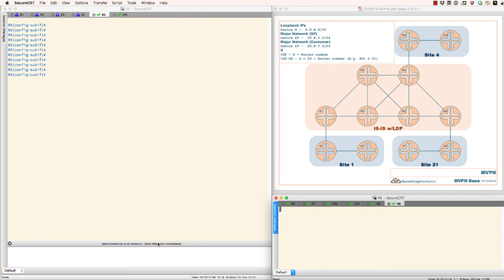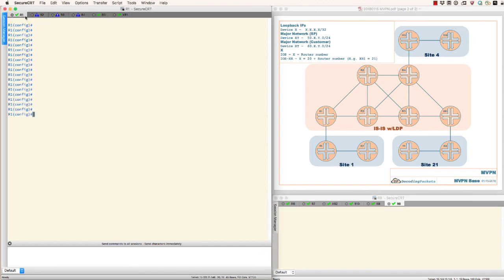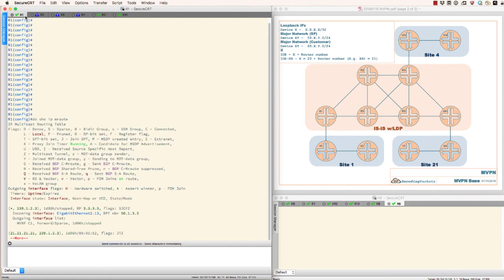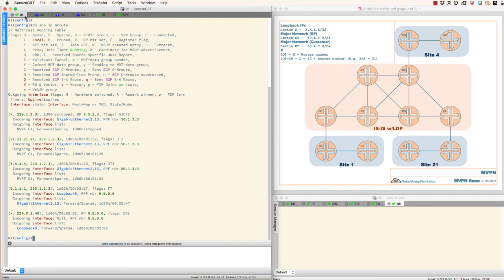So if we go to our core routers, and let's take a look at router 1 first of all, and if I say do show IP mroute, I will see that we are still forming a star comma G tree to 239.123. That was our MDT group. I also have three S comma G trees, one for XR1, one for R4, and then one from this router that the other routers have joined. Now in this case, our RP is R3. So do show IP PIM RP mapping.